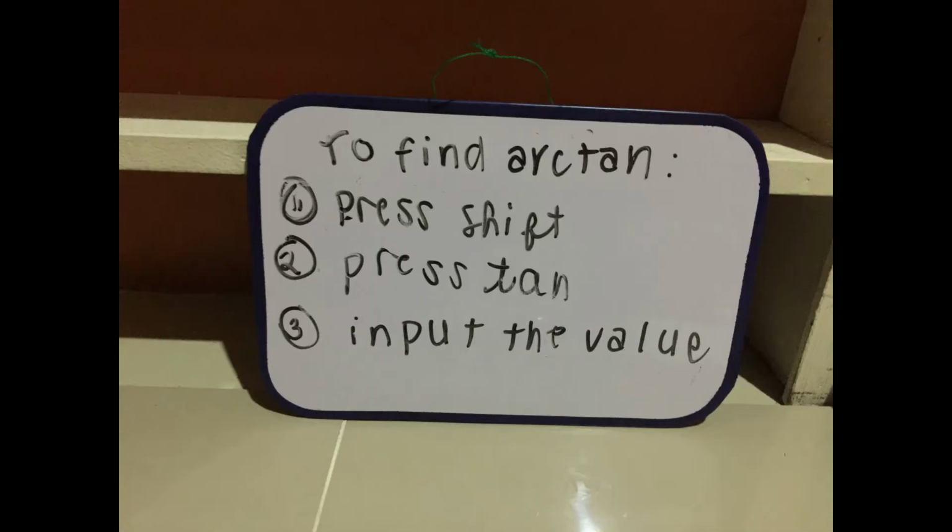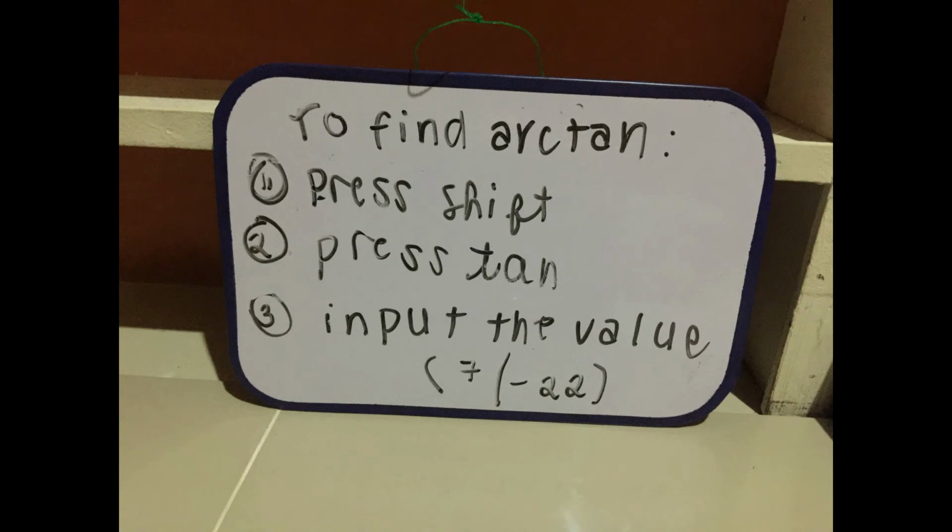Then, you should press Shift, Tangent, and then input the fraction 7 over negative 22. Then you will get negative 17.65. Then you have to press the degrees symbol, which will give you negative 17 degrees, 39 minutes, and 0.45 seconds. And since this is a negative degree, you should find its absolute value, which will give you the positive 17 degrees, 39 minutes, and 0.45 seconds.